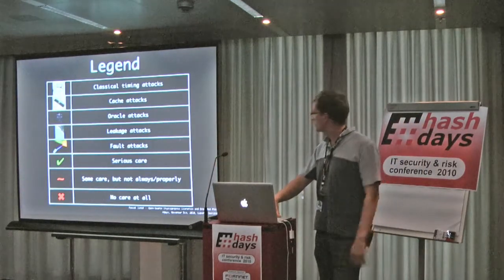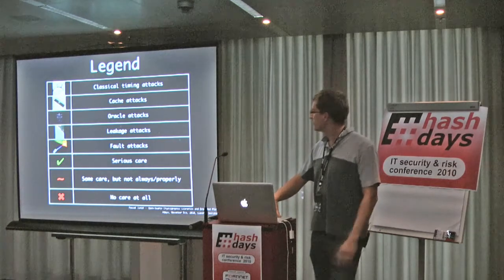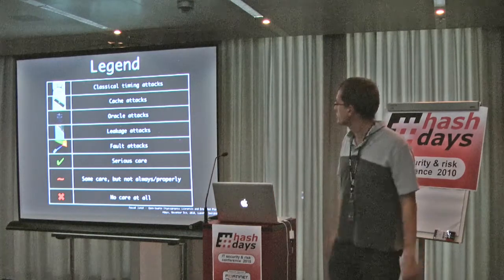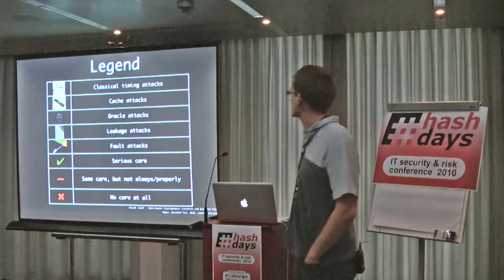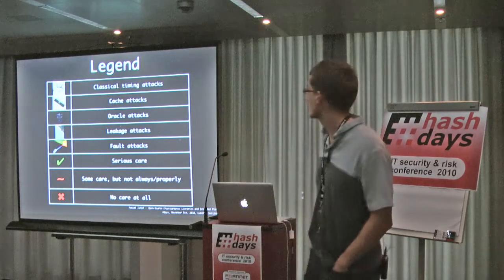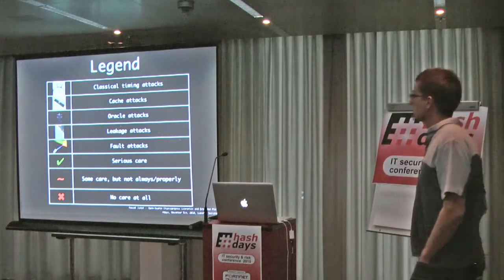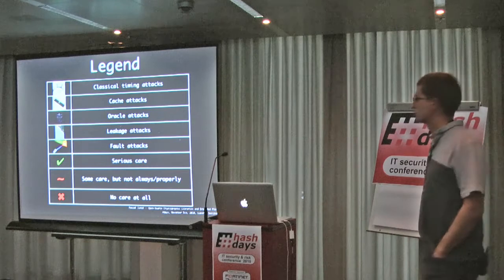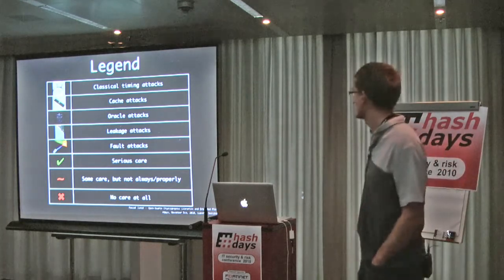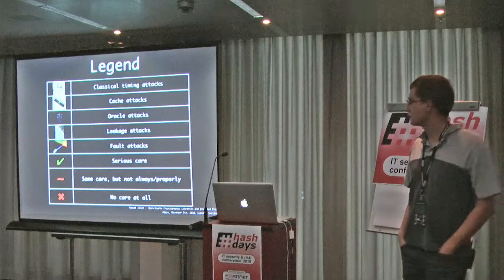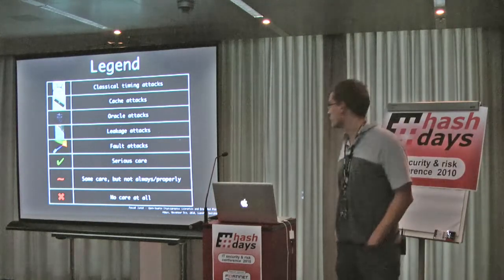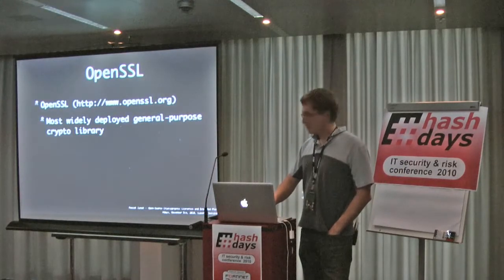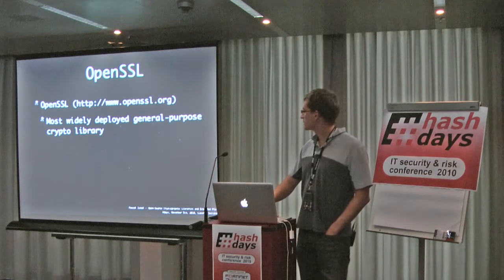Okay, now just a bit of analysis of all these kinds of cryptographic libraries, and I'm going to have the following legend. We'll look at classical timing attacks, cache attacks, oracle attacks, so padding oracle attacks, physical leakage attacks, and attacks based on faults. And I'm just going to give 3 different grades. Some serious care has been taken to thwart these attacks, some care but not always or not properly has been taken, or there was no care at all against these attacks. And what we see is that, yeah, it's not that good.